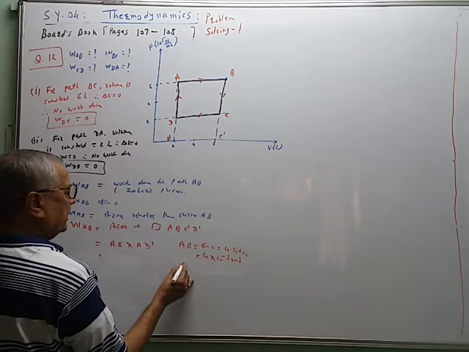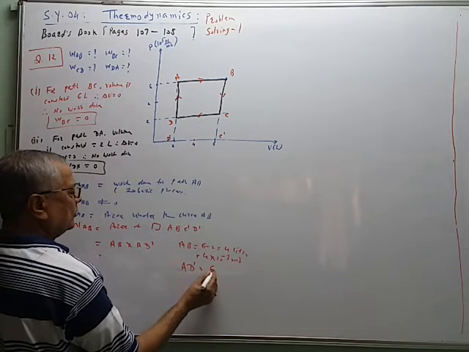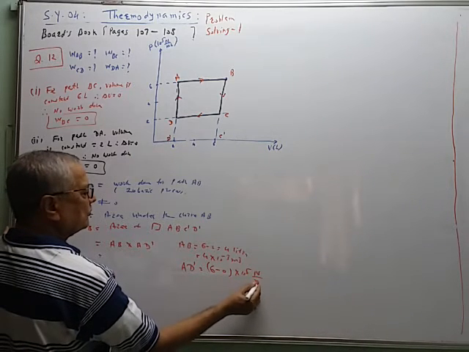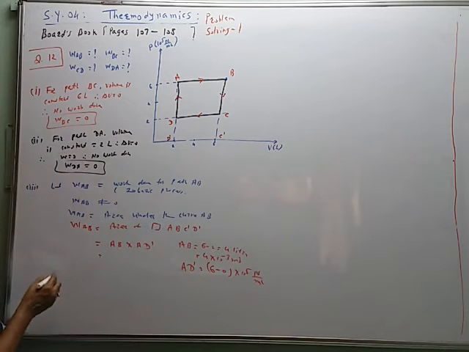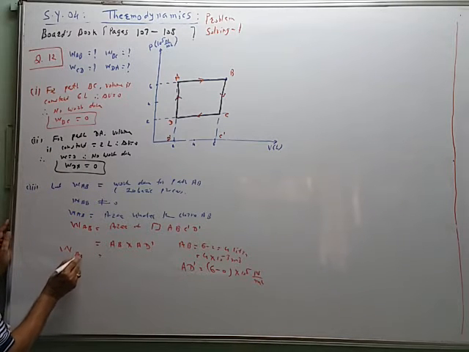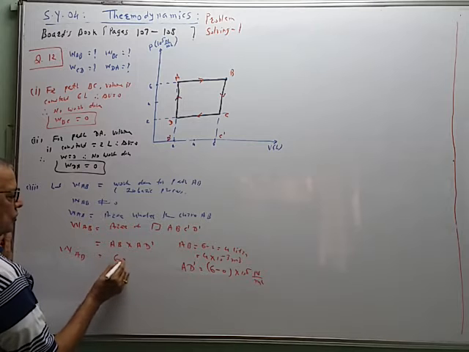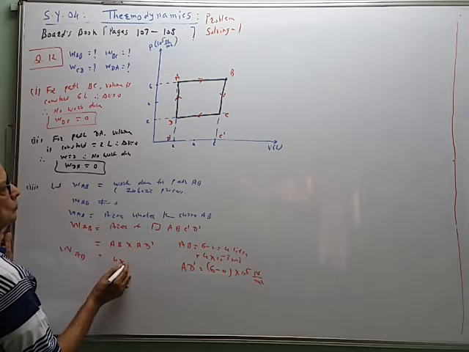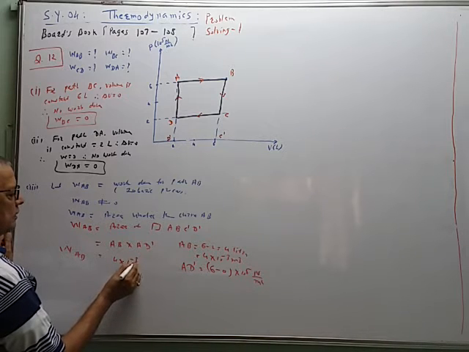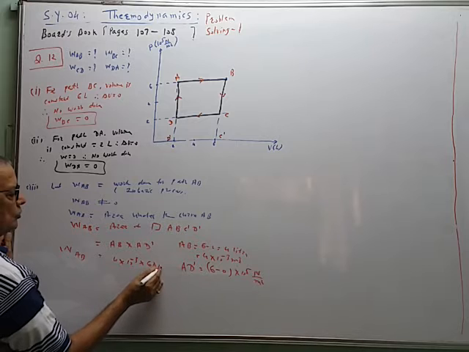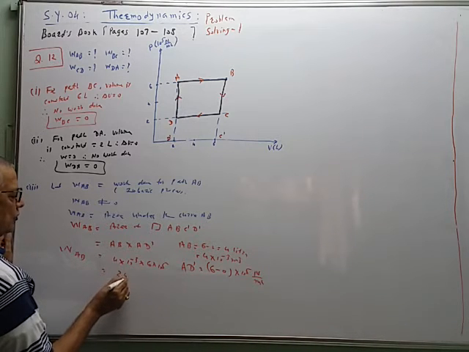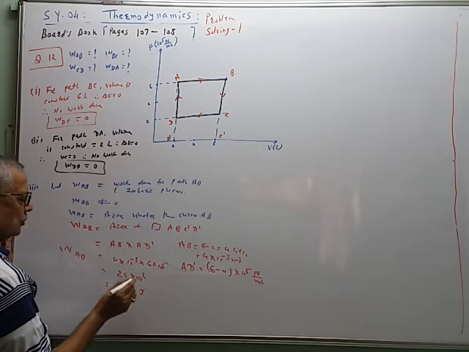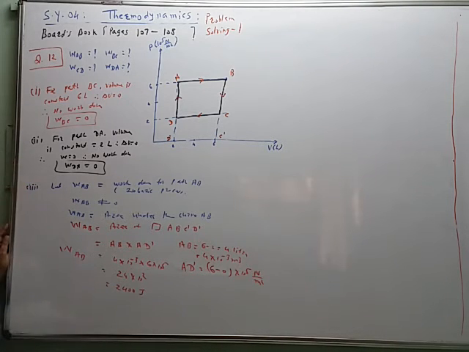AD dash is equal to 6 minus 0 into 10 raised to 5 Newton per meter square. So substitute here. So WAB is equal to 4 into 10 raised to minus 3 multiplied by 6 into 10 raised to 5. So that is equal to 24 multiplied by 10 raised to 2, so 2400 joule. And it is positive because this is an expansion.